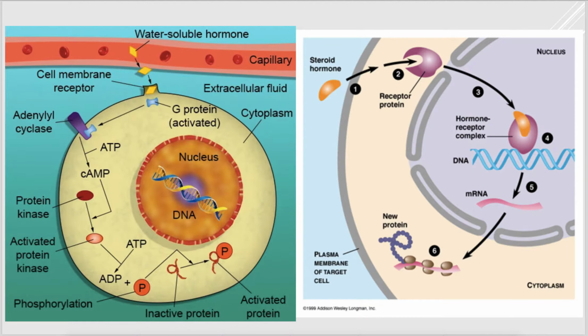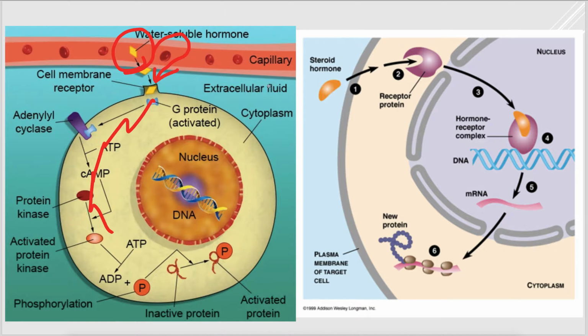So with this picture, on the left here, we have a water soluble hormone, which is basically going to be a protein hormone. This is something like insulin. And these are going to bind to receptors on the surface of cells, and that's going to activate a whole cascade inside the cell to eventually change gene expression. But the big takeaway here is that these hormones bind to receptors on the surface of the cell.